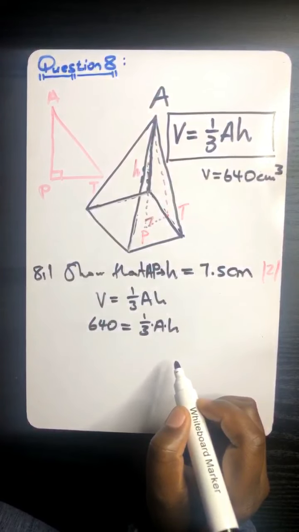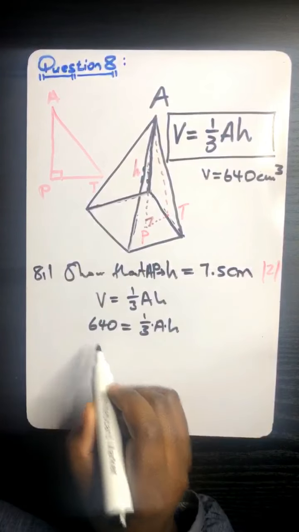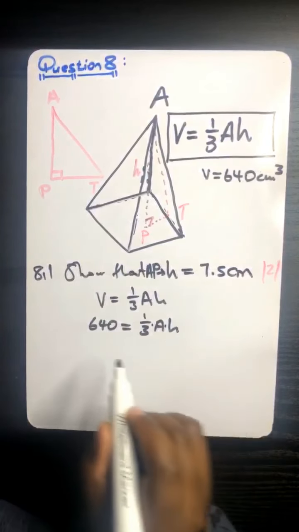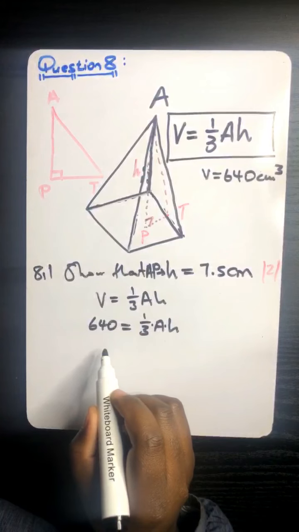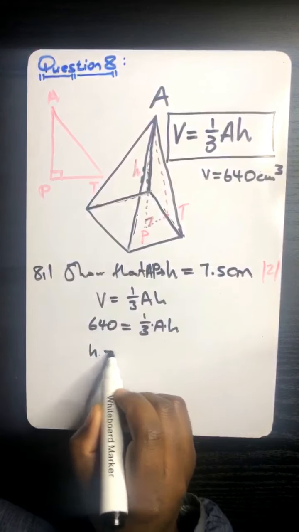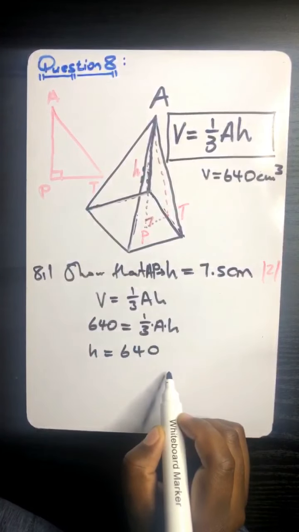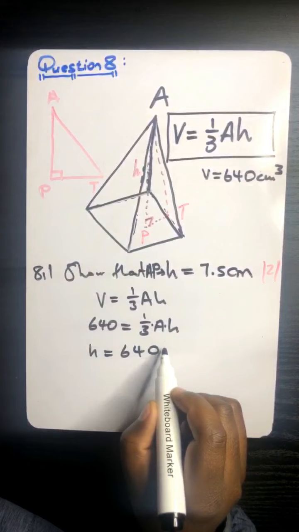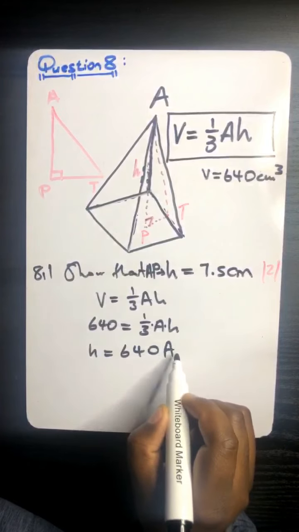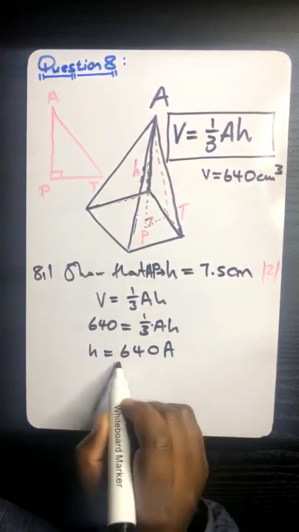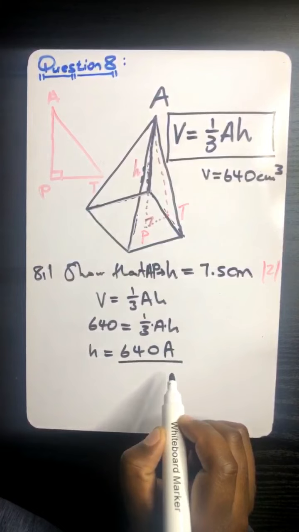Then so we're going to make H the subject of the formula. So I think it's going to be like H is equal to 640 over 1/3 A.